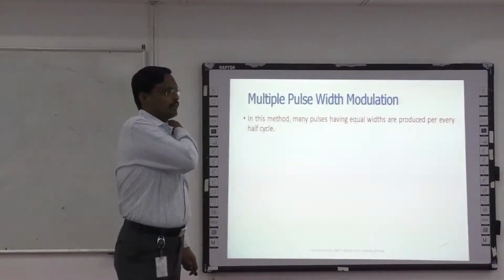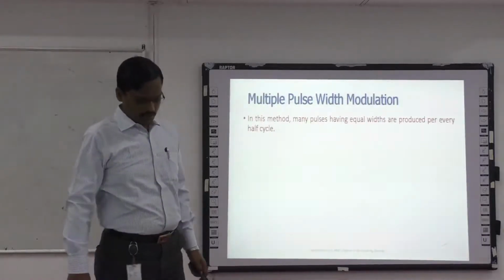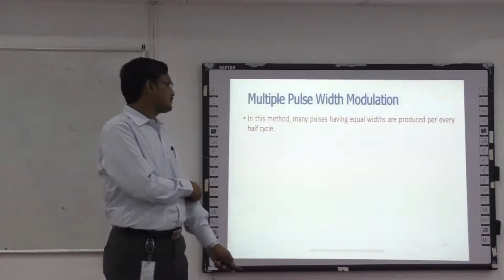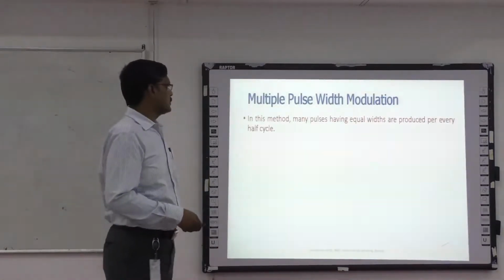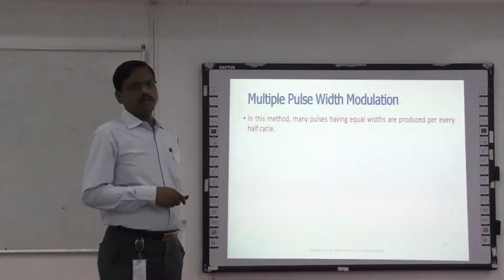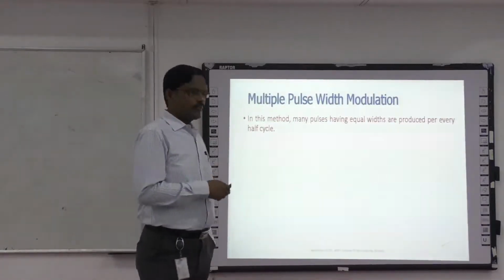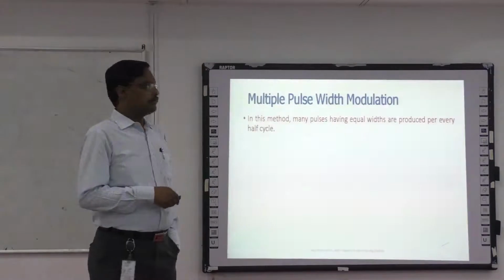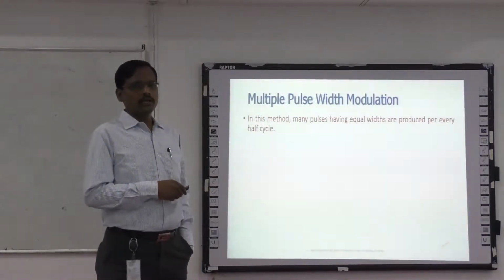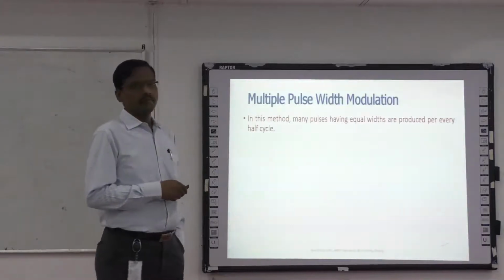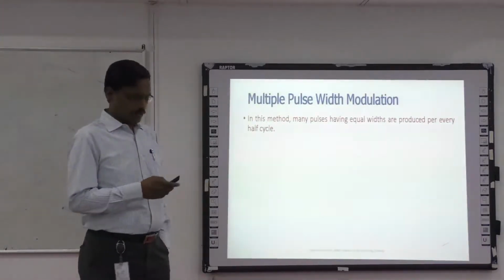Then multiple pulse width modulation. Before going to multiple pulse width modulation, the major disadvantage of single pulse width modulation: here you have only one pulse per half cycle, so the output is going to be a square or quasi square waveform. Because of this, the harmonic content in the output is very high. In order to reduce that, we go for multiple pulse width modulation.